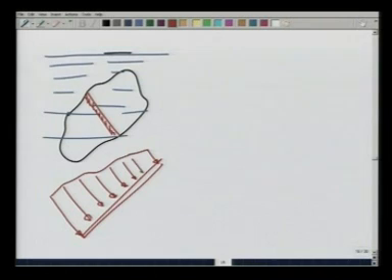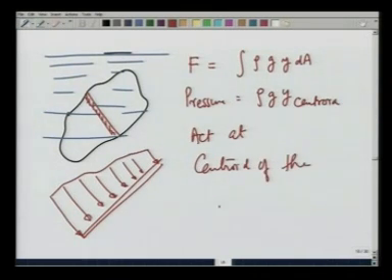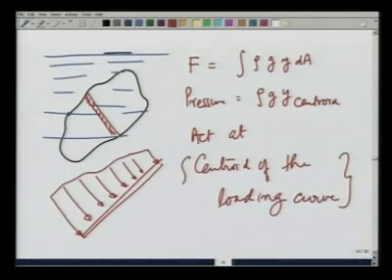In this case also, if you calculate the force, this we have already calculated, it would come out to be equal to the integral of rho g y dA, and average pressure would still come out to be rho g y centroid of the area of the sheet, and it will still act at the centroid of the loading curve. So, this is how you deal with pressure on a sheet submerged in water.